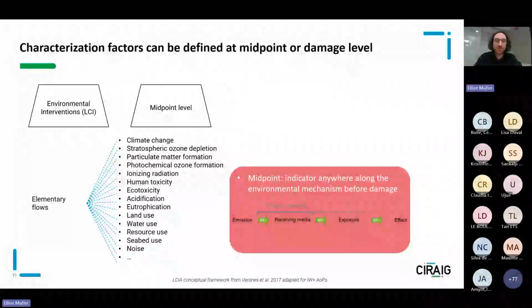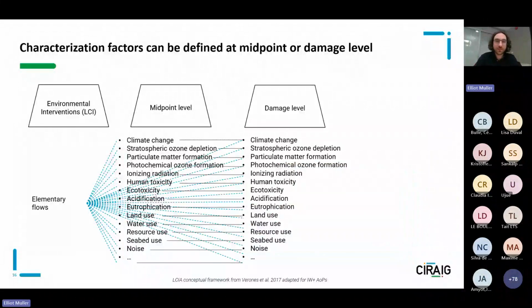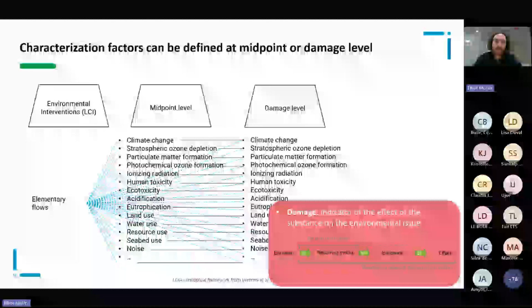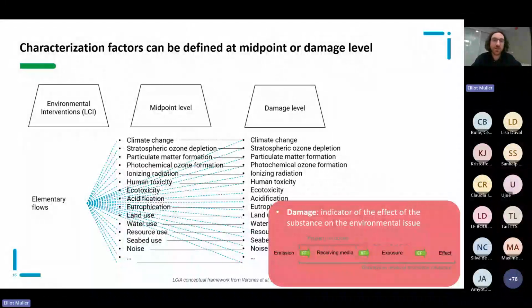Then Impact World Plus also provides indicators at the damage level. So those are indicators of the effects of the substance on the environmental issue that we are looking at. Those are indicators that characterize this effect at the damage level, when the effect takes place. In Impact World Plus, those characterization factors that are developed at the damage level can either be based upon the midpoint level indicators or directly on a direct scientific cause-effect chain from the elementary flow.